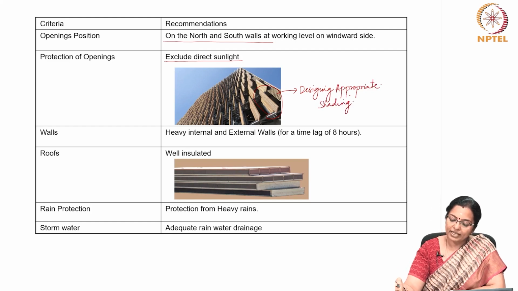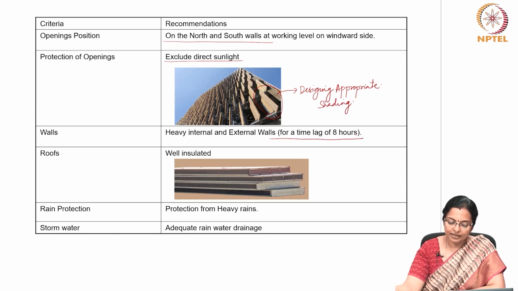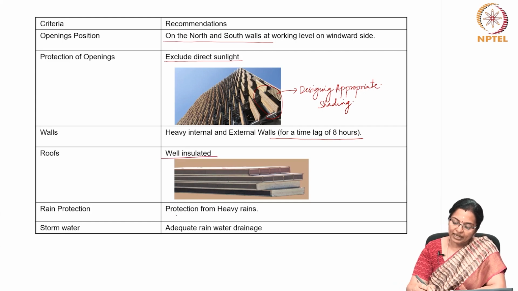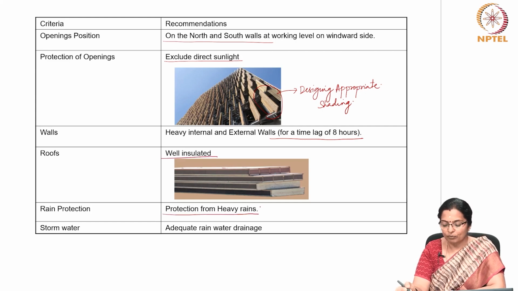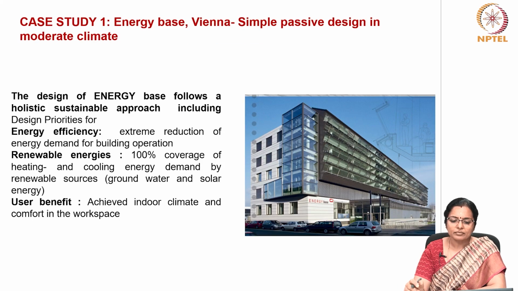Then use heavy internal and external walls with a time lag of 8 hours. Roofs must be well insulated. Rain protection may be needed from heavy rains which occur only once in a while, and also adequate rainwater drainage must be given. Let us have a look at a case study now.